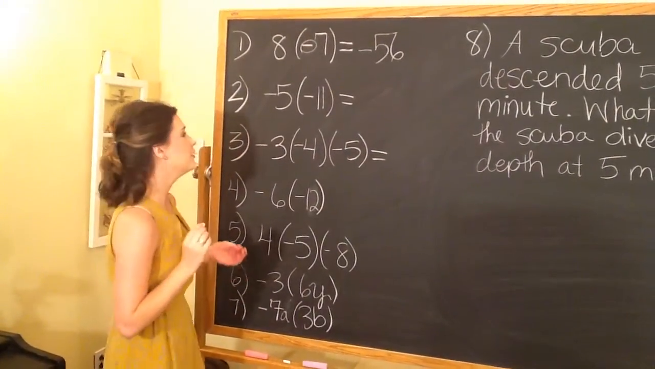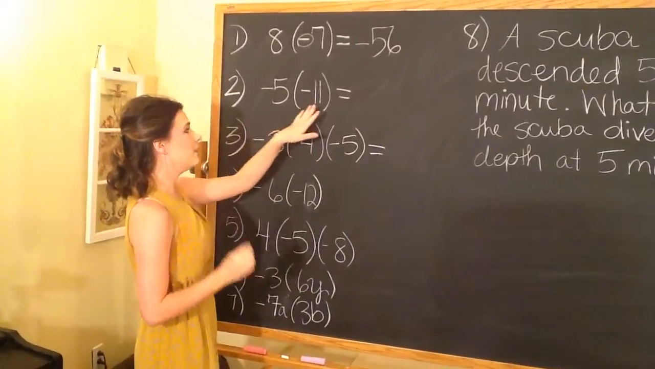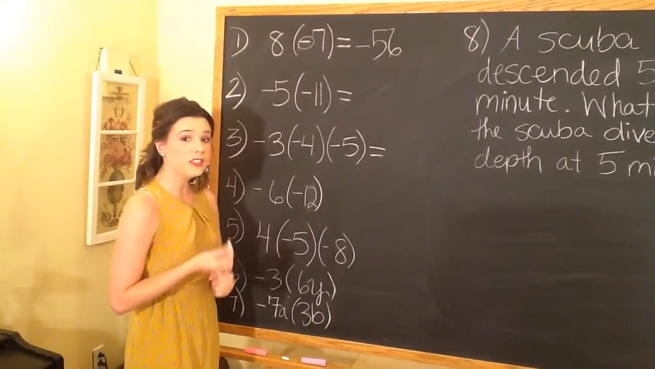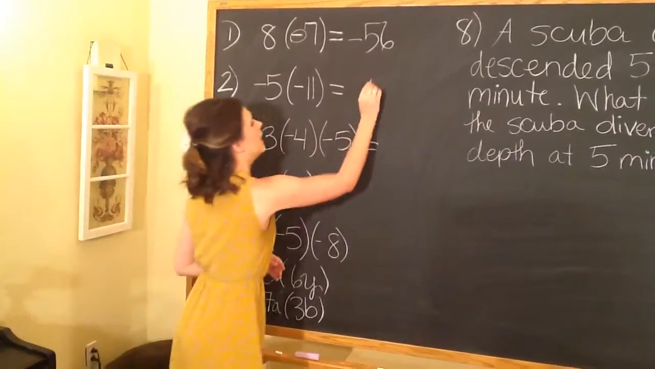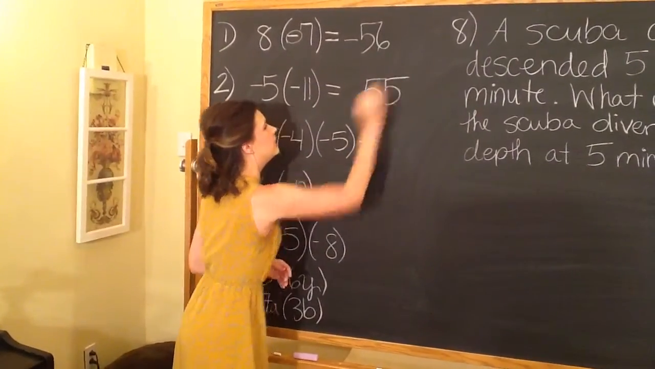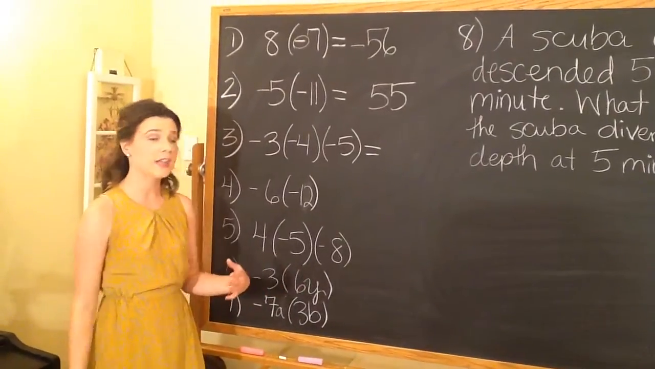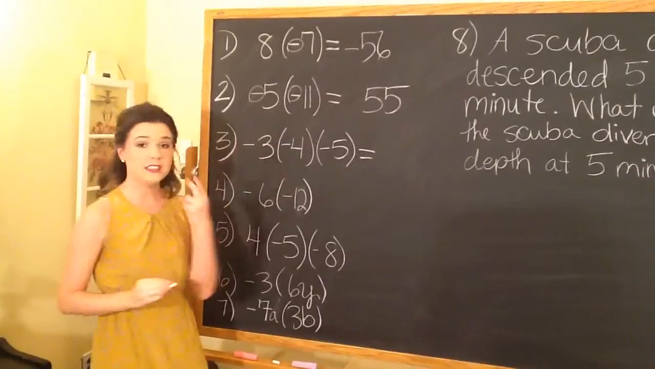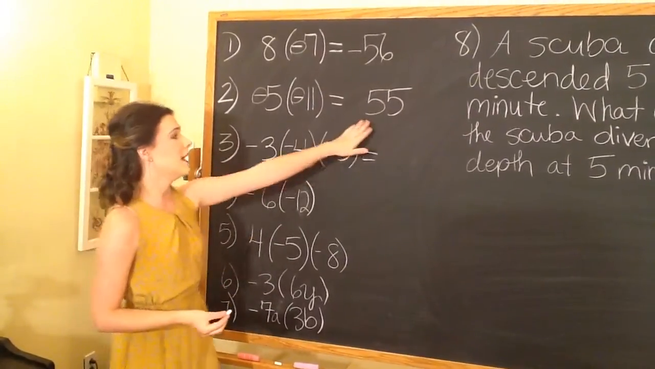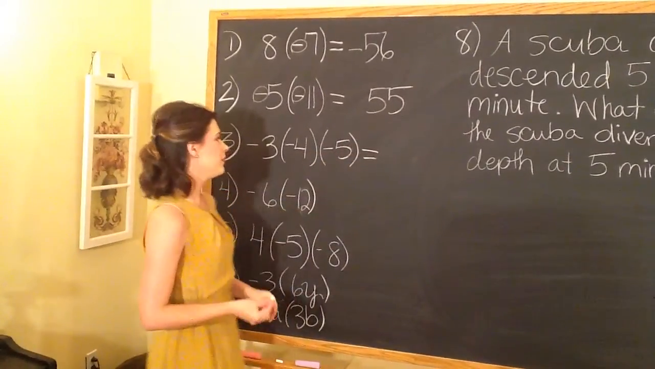Alright, let's do example number 2. We have negative 5 times negative 11. So the first step is to multiply across. So I'm going to do 5 times 11, and I'm going to get 55. Now is my answer positive or negative? Let's see. I have one negative sign, 2 negative signs. Since 2 is an even number, my answer is going to stay positive.